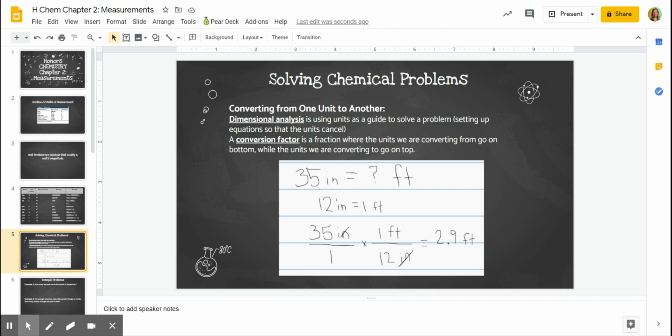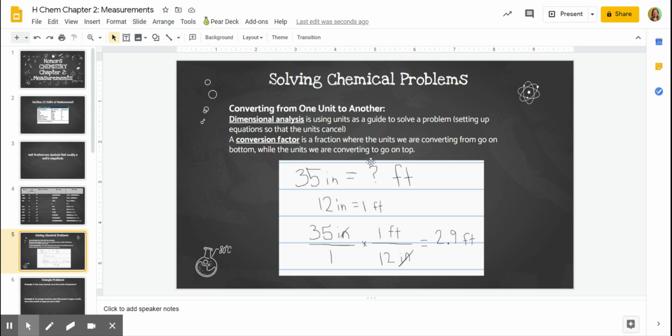So what we're going to be doing is converting from one unit to another in this section. And this is so that we can use these down the road when we're talking about moles and grams and atoms. And what we call this method of converting from one unit to another is dimensional analysis, which is just a fancy way of saying canceling units. A conversion factor is a fraction where the units on top are what we're trying to find and the units on the bottom are what we are given.